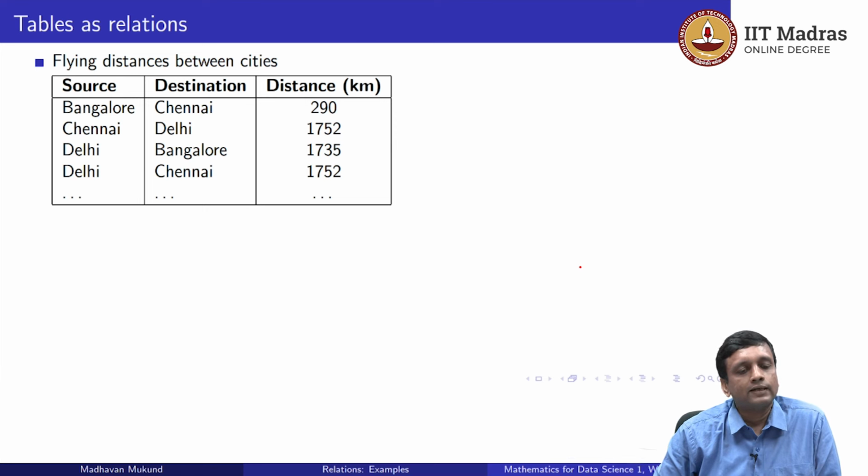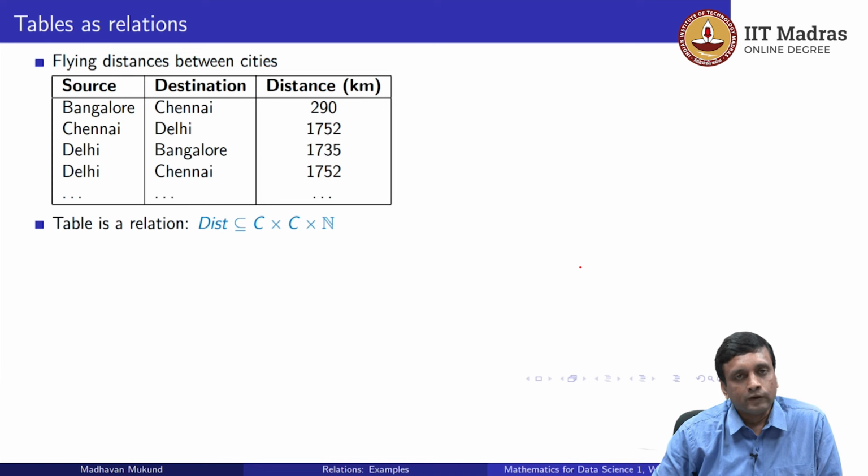So, this table says that if the source is Bangalore and the destination is Chennai, it is 290 kilometers, whereas if the source is Chennai and the destination is Delhi, it is 1752 kilometers. So, for every direct flight which our airline operates, you can record this distance and put it in a table.